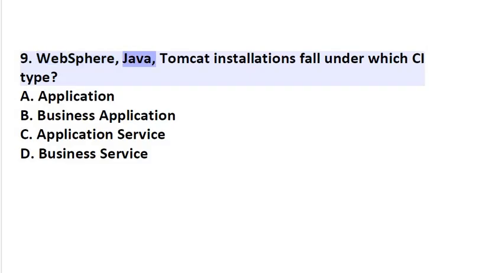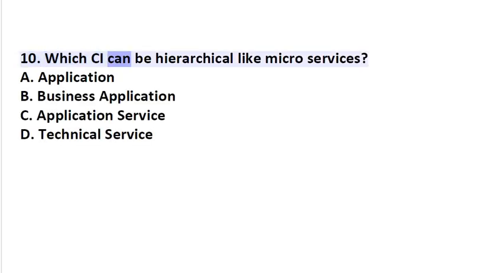9. WebSphere, Java, Tomcat installations fall under which CI type? A. Application, B. Business application, C. Application service, D. Business service. Answer: A. Application.